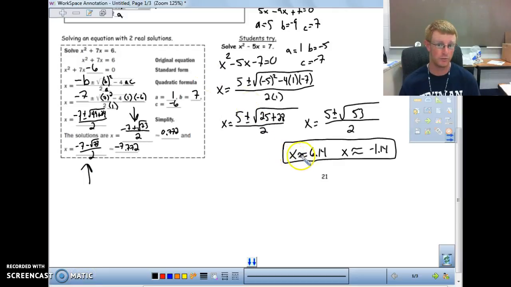So you should have gotten x is approximately 6.14 or x is approximately negative 1.14. And you can see the steps that I have here and pause the video as needed to look through them. I'm not going to go through it step by step. You try and figure out where you may have gone wrong, but I do have every step there. That shouldn't be an issue.